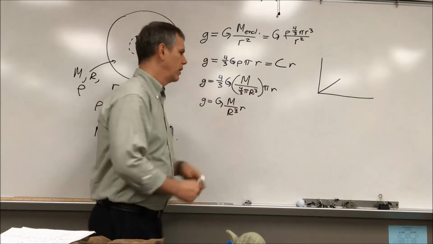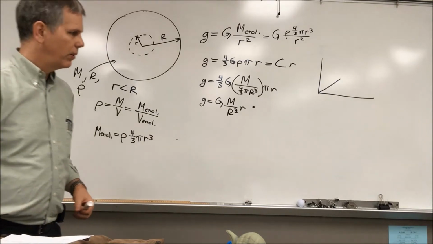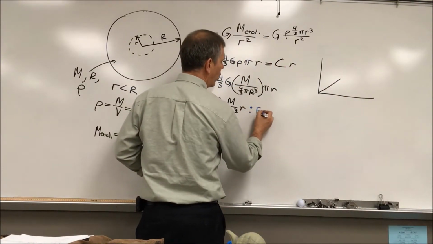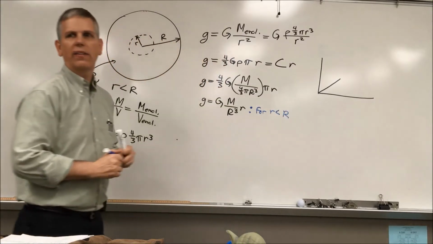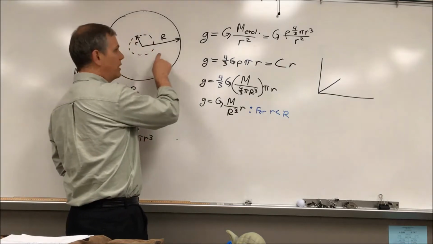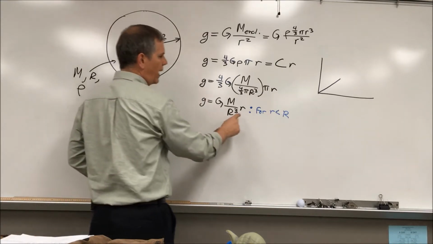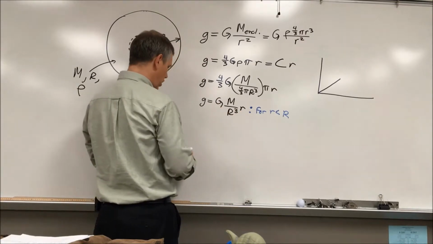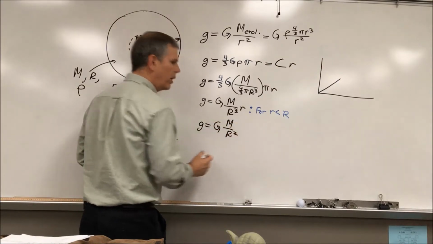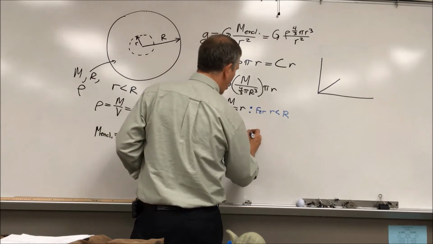Now again, let's just be very, very clear. Let me see if I can find a different color here. I wish I had a blue. Oh, there it is. So here would be for r is less than big R. Another way of saying that is inside the planet. But what if we said r is equal to R? We keep going out. It keeps increasing because the mass underneath you keeps increasing. And then all of a sudden we get to the edge of the planet and little r equals big R. And so now I have g equals big G, my total mass over R squared, which is just the gravitational field due to a planet. And this is for r equals R.